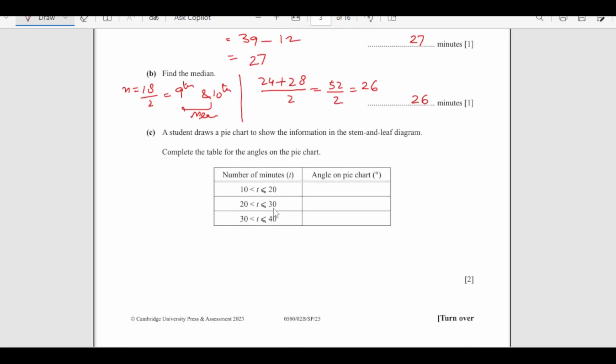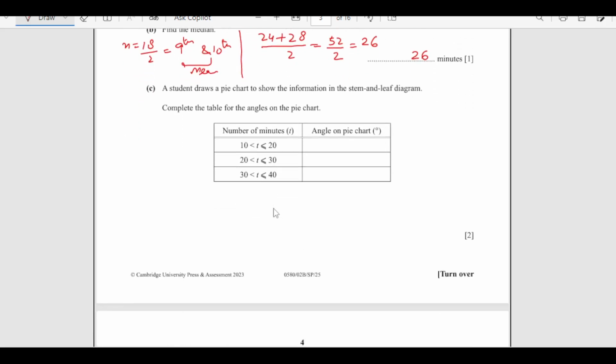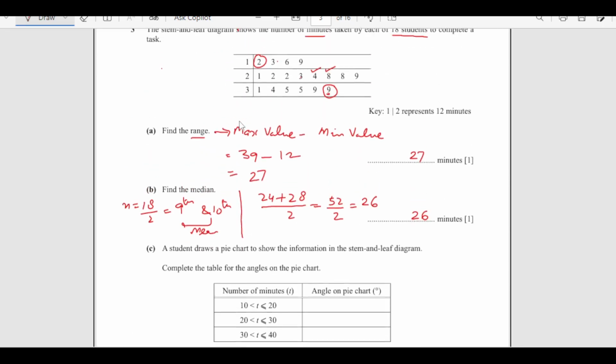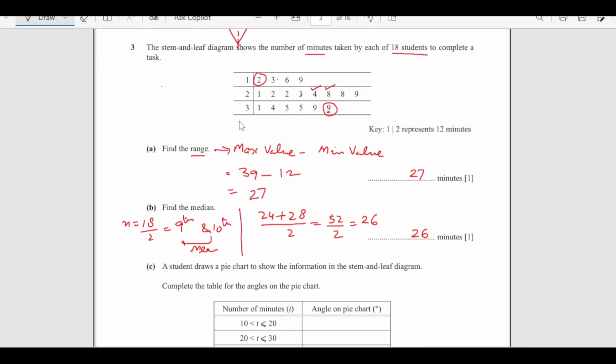Right. Now part C, a student draws a pie chart to show the information in the stem and leaf diagram. Complete the table for angles on the pie chart. So we have to find out the angle here. Now the number of minutes t is given here, and angle on pie chart is in degrees. So we have number of minutes, here we have 10 to 20.